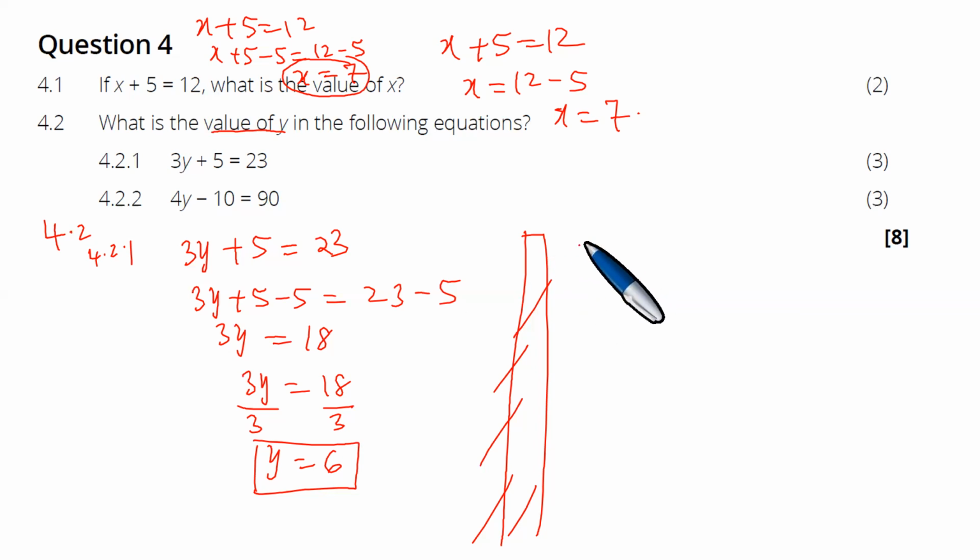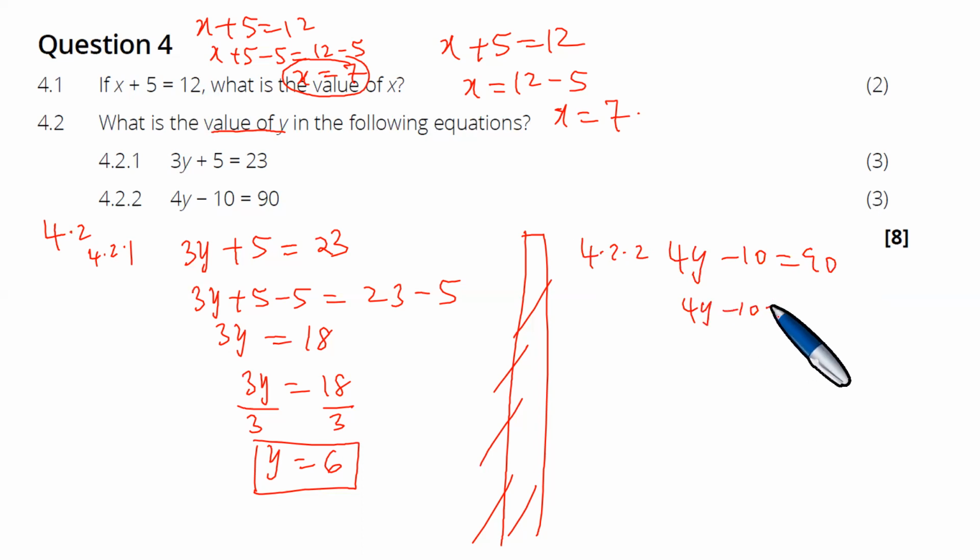So in 4.2.2, you have 4y minus 10 equals 90. You have 4y minus 10. You add 10 on the left. You add 10 on the right, which means for y, what is 90 plus 10?